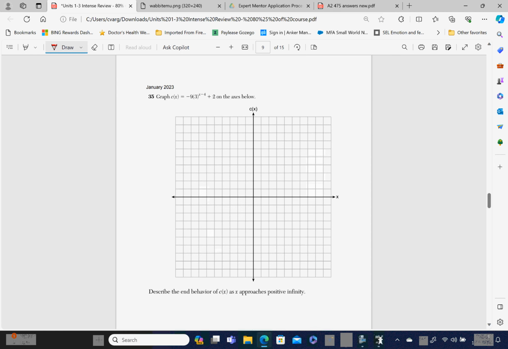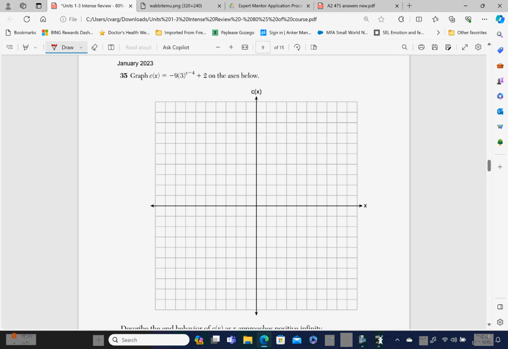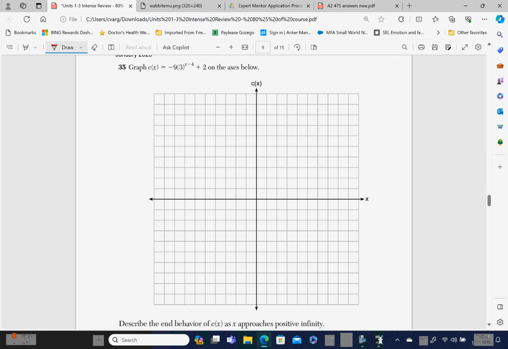All right, this question, no one should get any of these graphing questions wrong. It's literally straight free points. This is a free 4 points, okay?